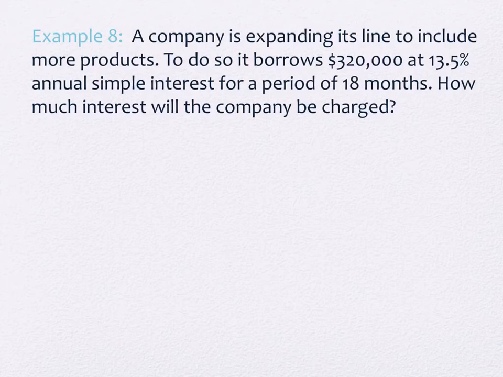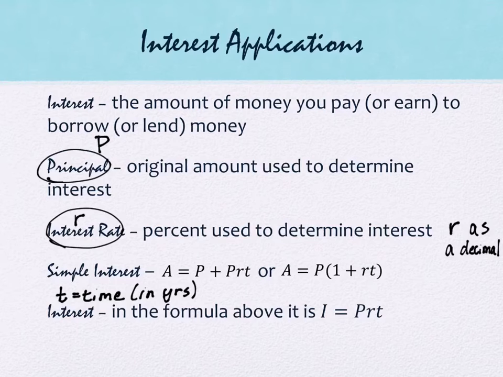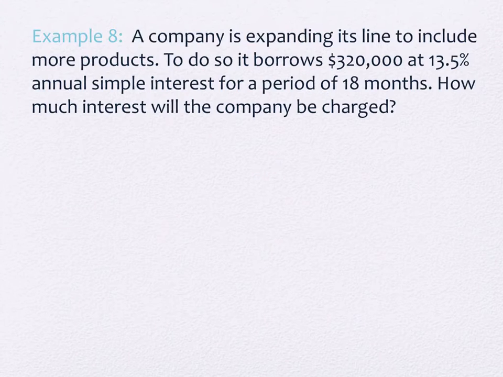Okay, so let's do an example. A company is expanding its line to include more products. To do so, it borrows $320,000 at 13.5% annual simple interest for a period of 18 months. How much interest will the company be charged? So do you want to use the first one or the second formula? The first. Okay, so we'll use the first.